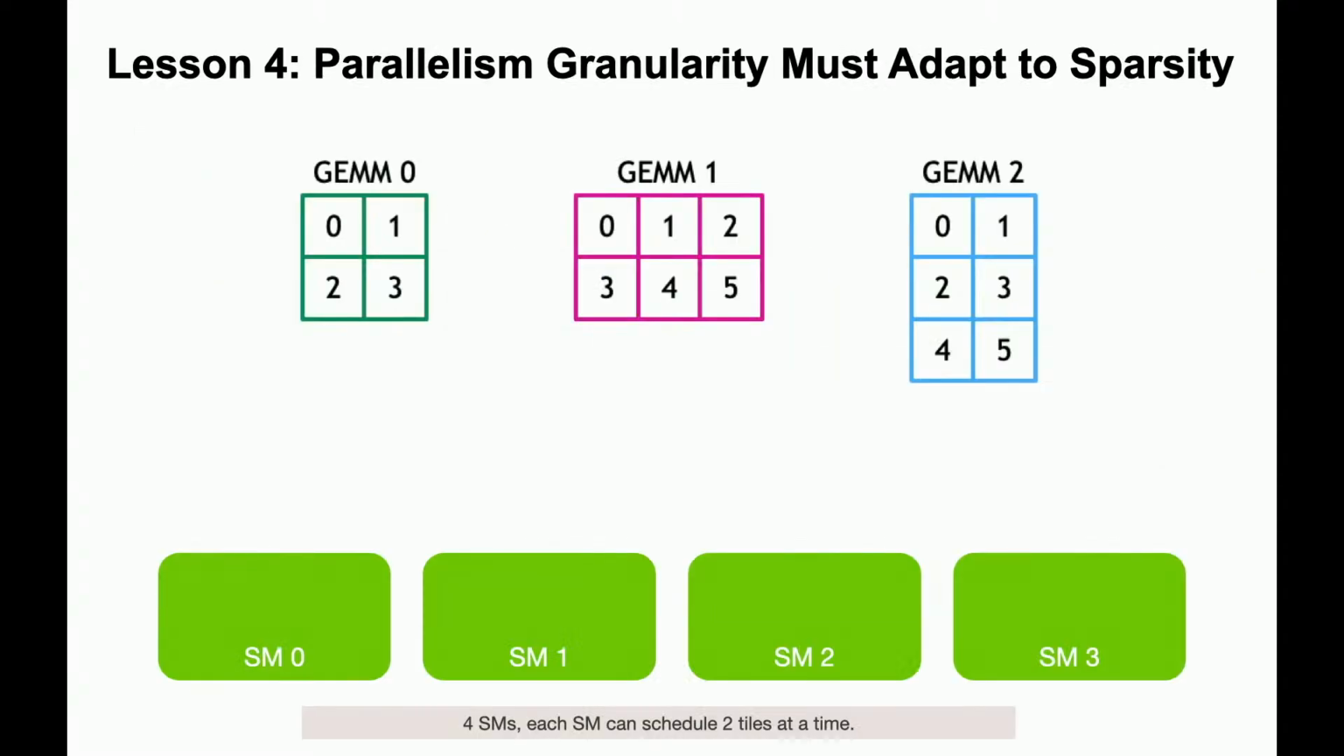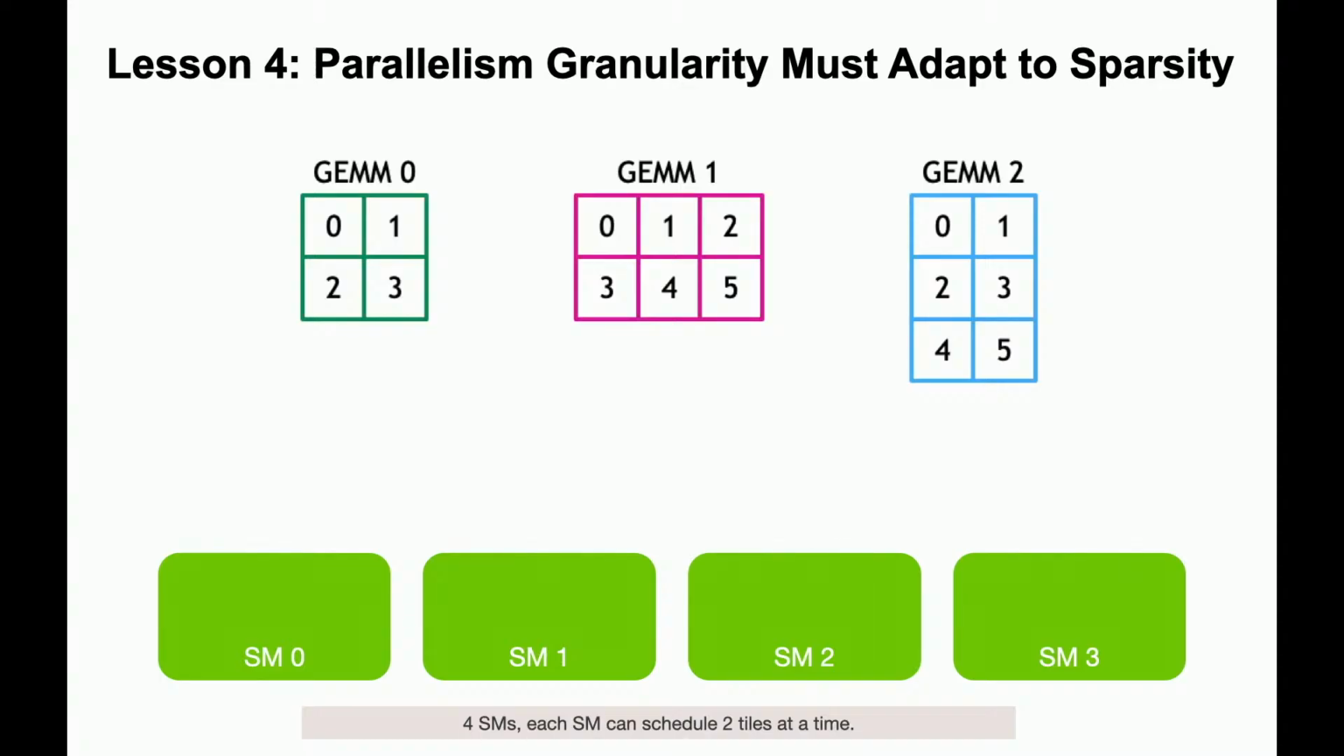So the final lesson is that the parallelism granularity must adapt to sparsity. What do I mean by this? Here's a simple example to illustrate this lesson that we learned, and this is still an open problem. Let's say you have 3 GEMMs, and you break this down into tiles. GEMM 0 has 4 tiles, GEMM 1 has 6, and GEMM 2 has 6. They're different shapes. And you have 4 SMs. Think of these, if you don't know GPUs, as cores. You have 4 cores, and each core can schedule 2 of these tiles.